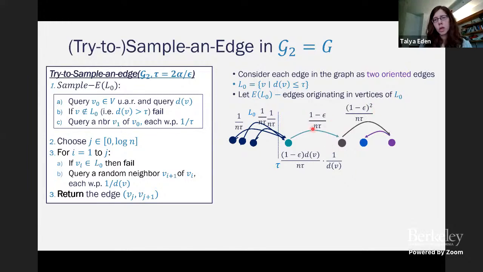And then a similar analysis shows that for the set of edges starting in L2, each such edge is sampled with probability (1 minus epsilon) squared over n tau, and so on. In general, it's (1 minus epsilon) to the j over n tau. And so we get that all edges are returned with roughly the same probability. If we scale epsilon to be epsilon over log n, then we get that this is at most 1 minus epsilon. Okay, so this is the intuition for the edges case.